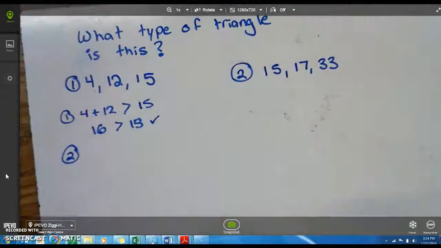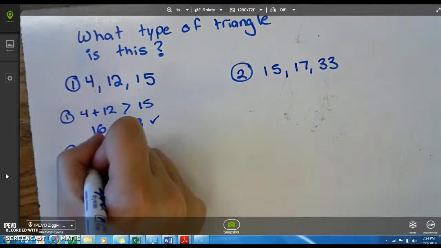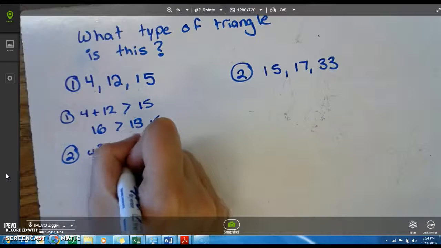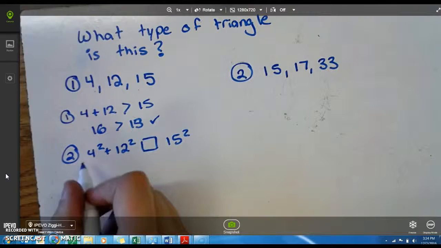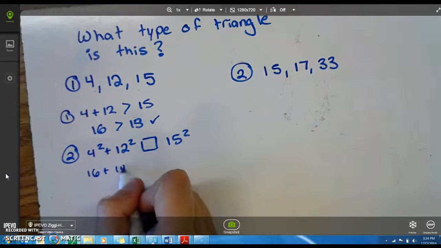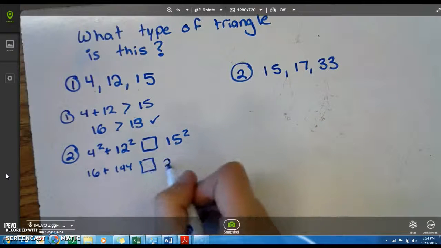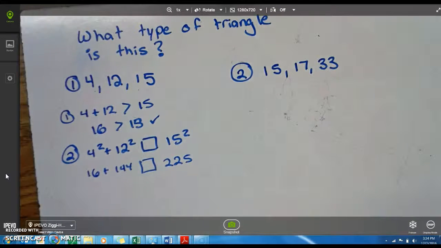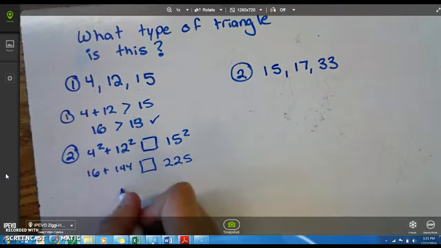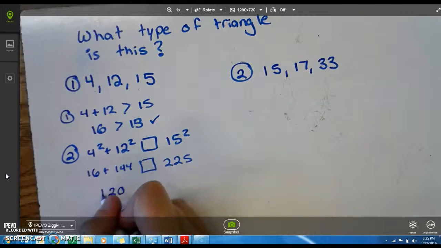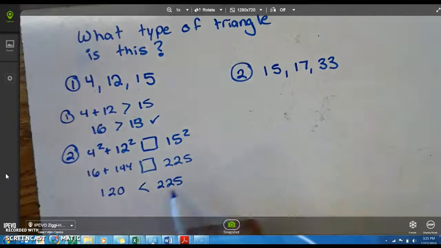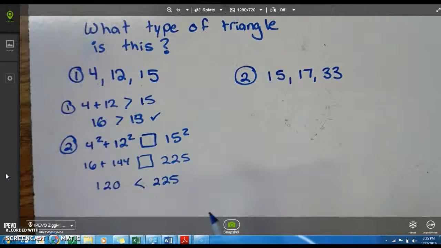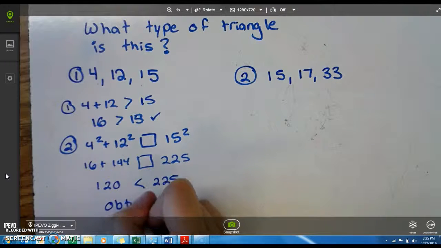I'm going to do the Pythagorean theorem. So 4 squared plus 12 squared is something or another to 15 squared. That is 16 plus 144. Is something to 225. When I add these two, 120 is definitely less than 225, which means that I have one really big side, right? If I have one really big side, I have one really big angle, and that makes this an obtuse triangle.